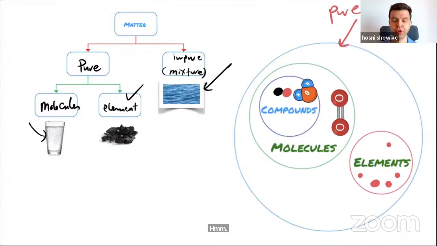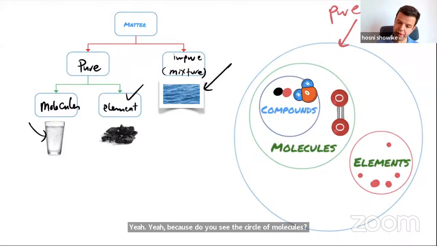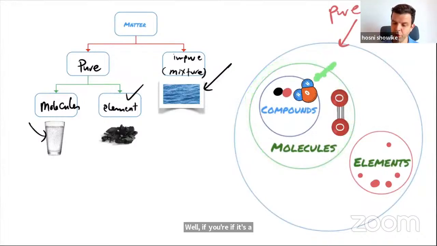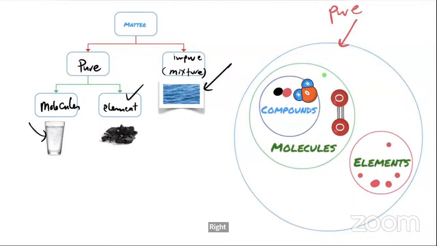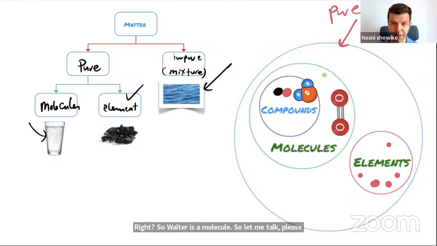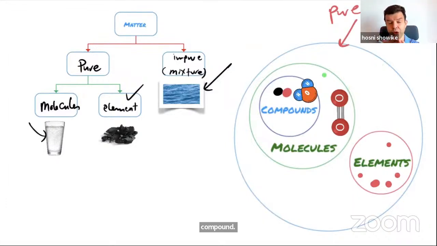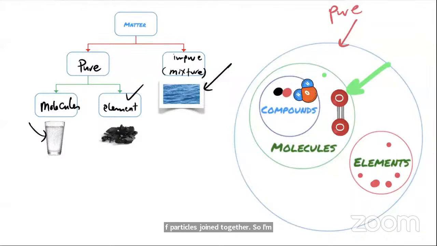Yeah, because do you see the circle of molecules? The circle of molecules is bigger, right? So if it's a molecule, it could be the same or could be different. True? But if it's a compound, then they can only be different attached together. Right? So water is a molecule and it is a compound. All right? But oxygen is just one type of particles joined together. So I'm only allowed to call it a molecule, but I'm not allowed to call it a compound, right? Okay, I got it. Right. Thanks.